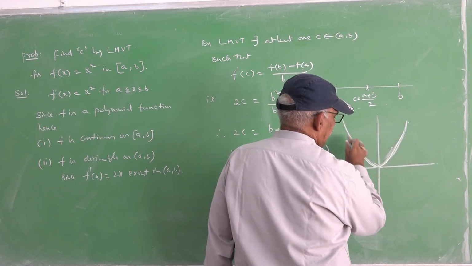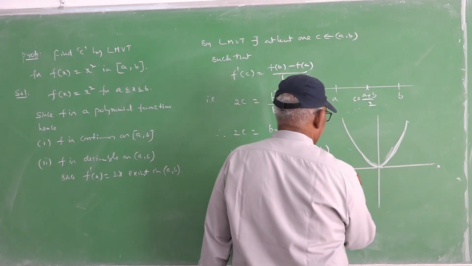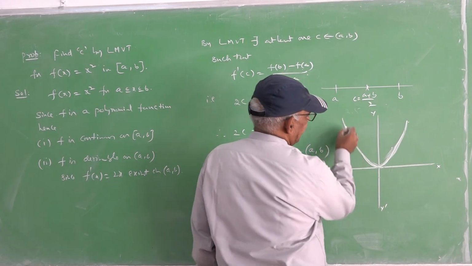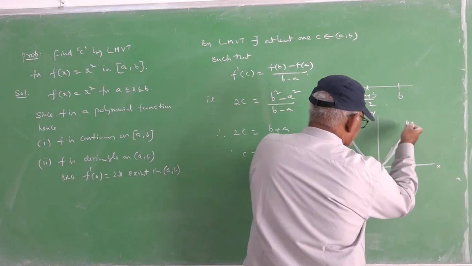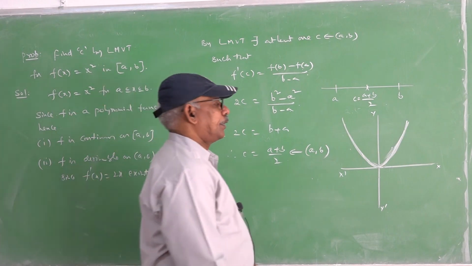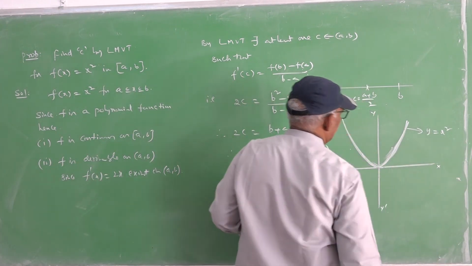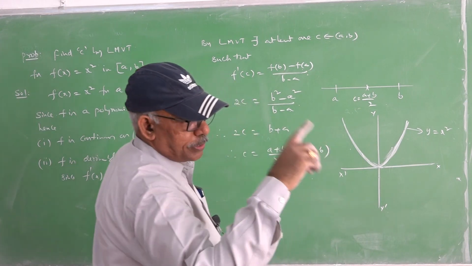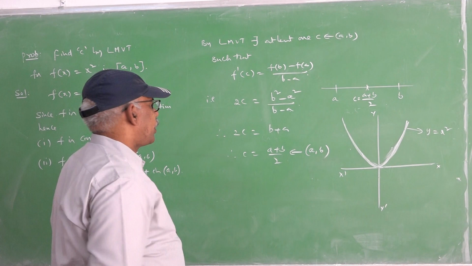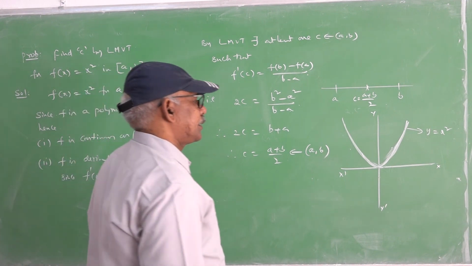It is not a corner. It is a smooth curve at the origin. You can check it. Y equal to x square is a smooth curve, not a sharp corner at the origin. Y equal to x square is the graph of a parabola, which is continuous, and a tangent exists at each and every point. Hence, it is continuous as well as a tangent exists.